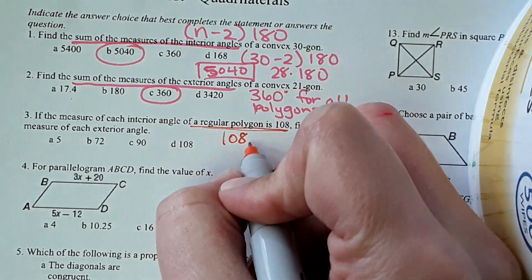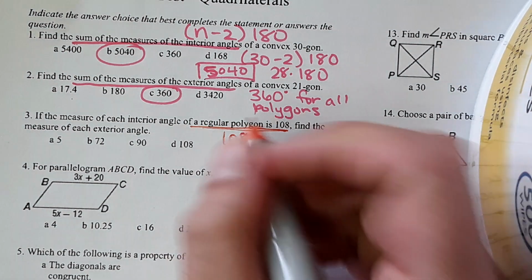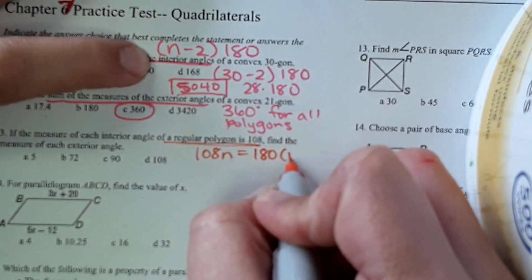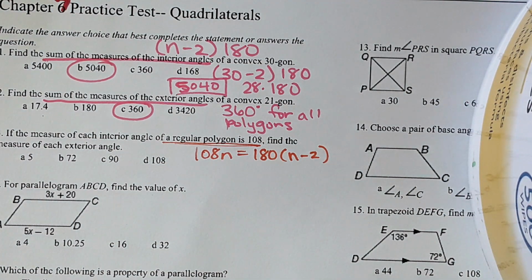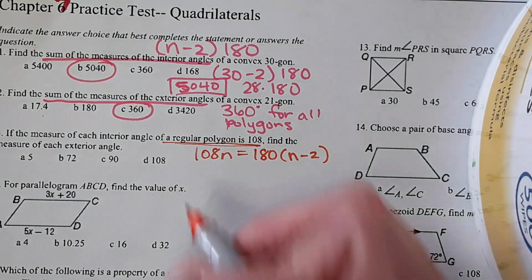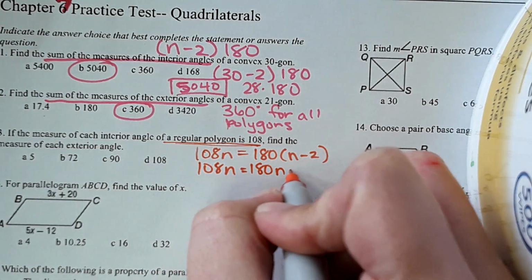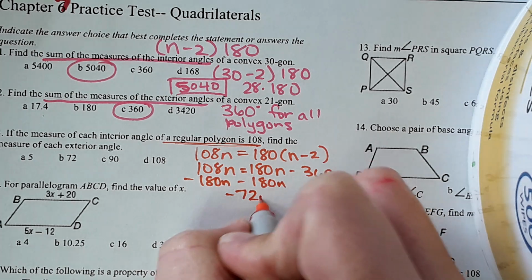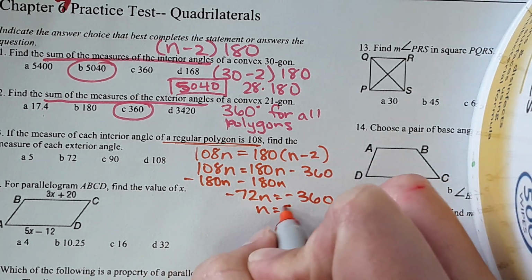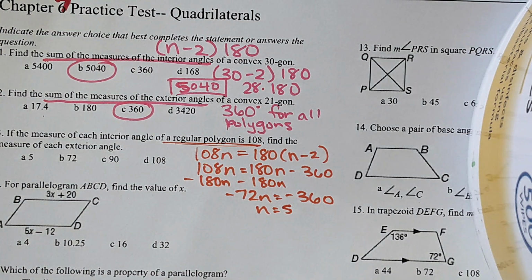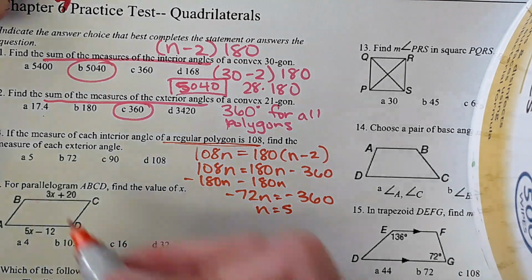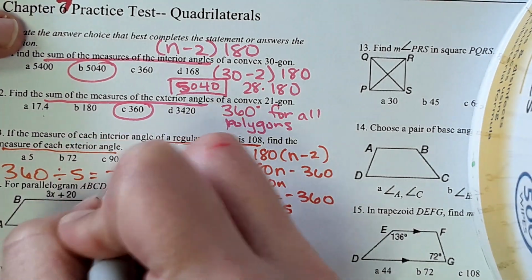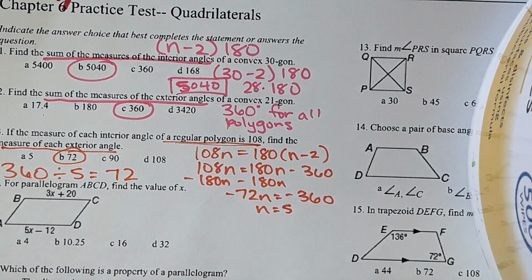So 108 for each angle times the number of angles would give us the sum of the interior angles. And then we can set that equal to this, the sum of the interior angles. But I'm going to write it like this because it's easier to work with. And now I'll solve for n, the number of sides. n equals 5. That's the number of sides, but it's asking for the measure of each exterior angle. Remember, the sum of the exterior angles is 360. Then we divide by the number of sides, and we'll get 72, which is B.